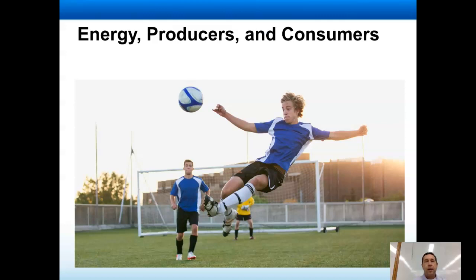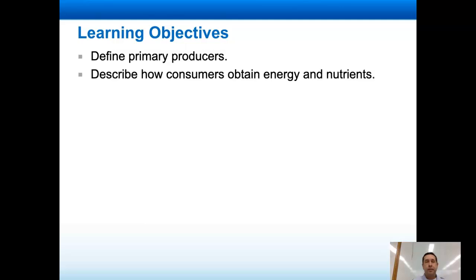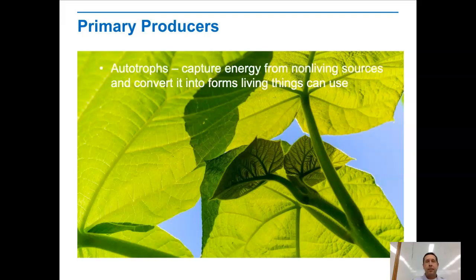All right, this video is on how energy moves through the different living things from the producers through the consumers. We're going to look at what is a primary producer, how do consumers get energy and nutrients. So primary producers are also known as autotrophs, auto meaning self and troph meaning feeding. So it means self-feeder. They capture energy from non-living sources and convert it into forms living things can use.